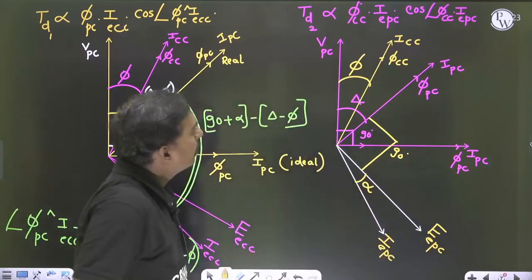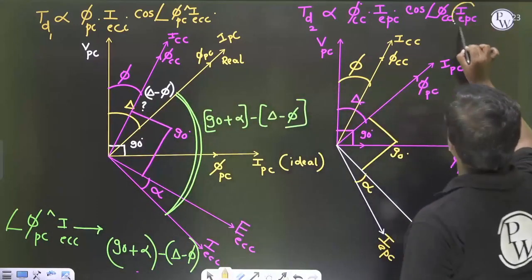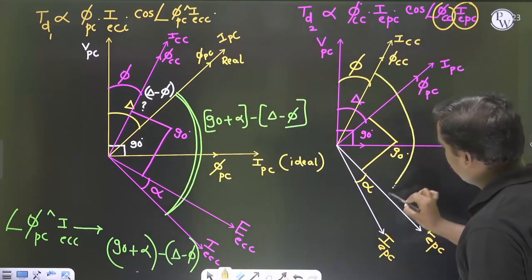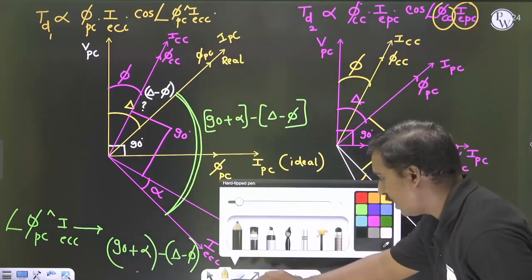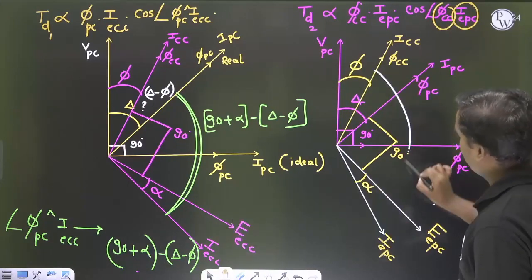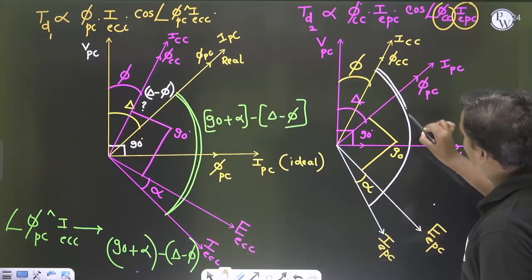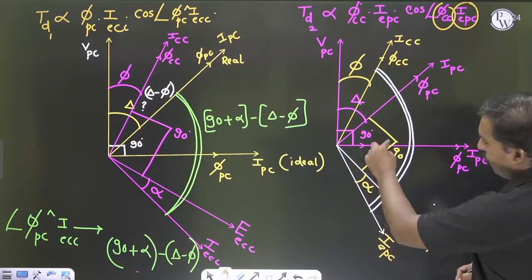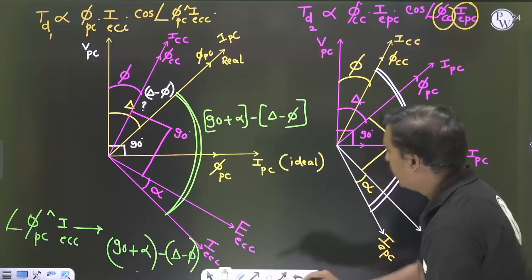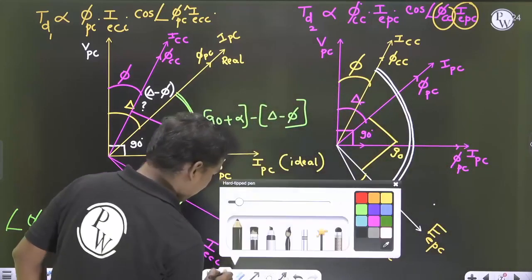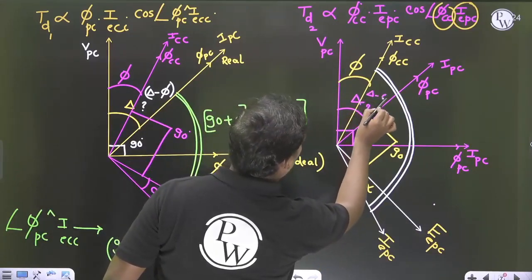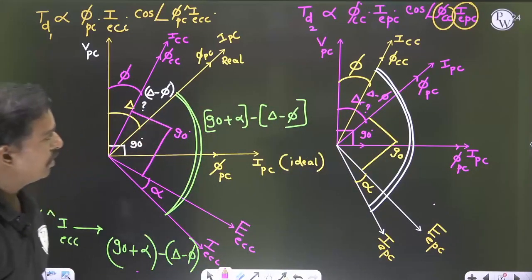Now what do I want? I want the angle between IEPC and phi CC. That means this particular angle I want. Now tell me, this will be 90 plus alpha, and again this is nothing but delta minus phi, no? If you check, what is this? This will be delta minus phi. Am I right? Delta minus phi.